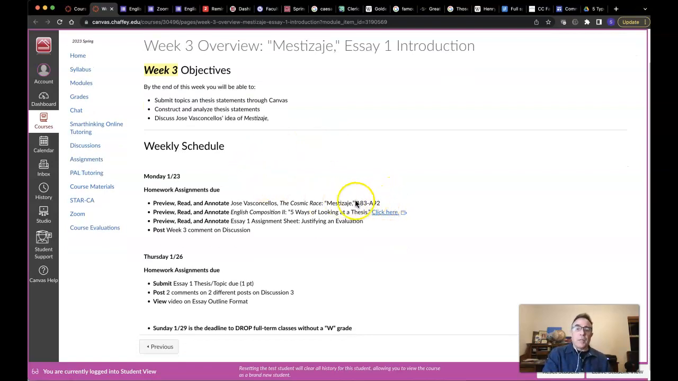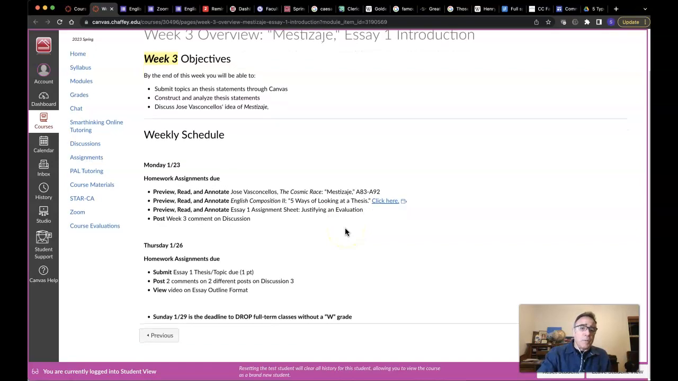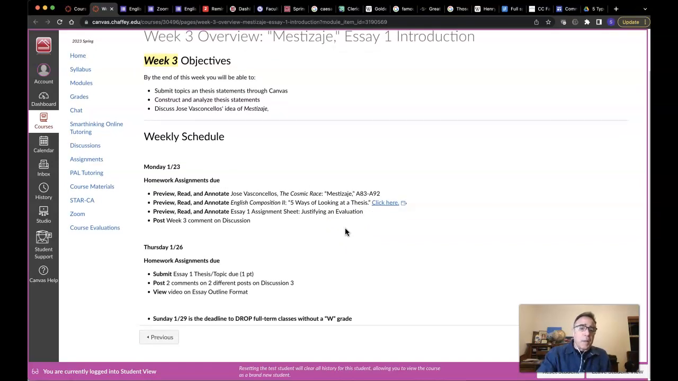And notice I've broken down the reading right there. I've also given you a reading about 5 ways of looking at a thesis, and it's good background information because I know for some people thesis statements sometimes confuse them or make them feel stuck. But hopefully this good reading will help with that. I've also given the assignment sheet for justifying an evaluation. We already talked about that a little bit, but we'll talk about it more coming up this week.